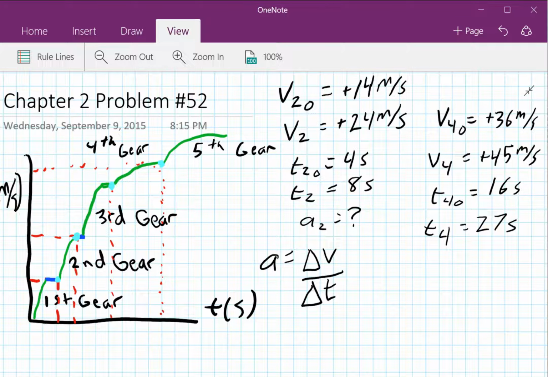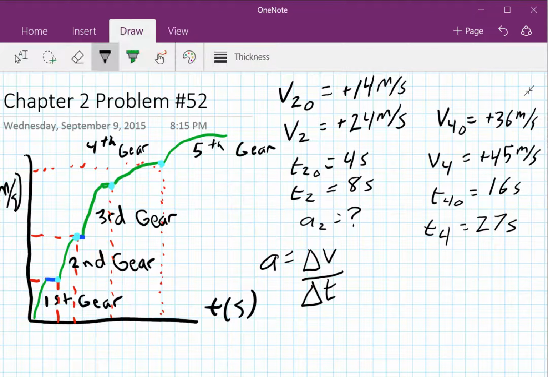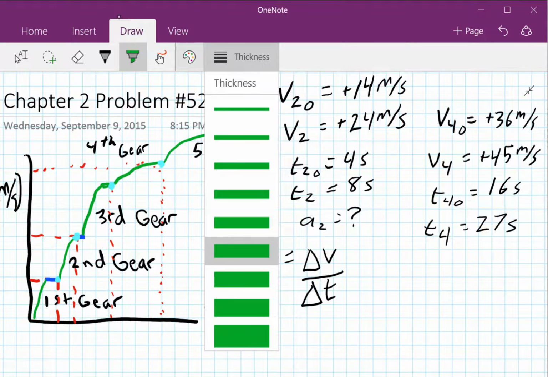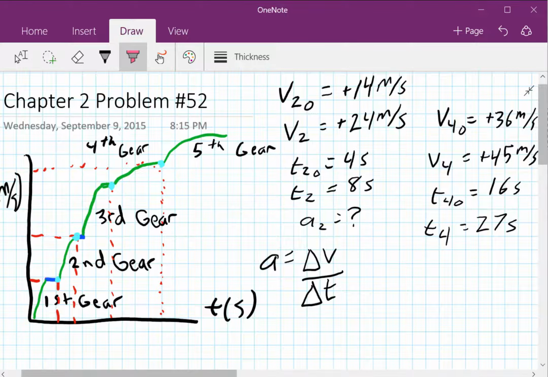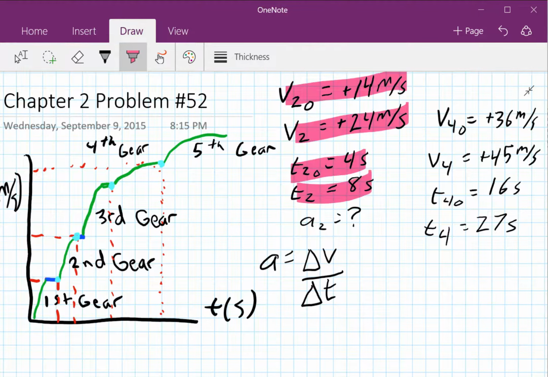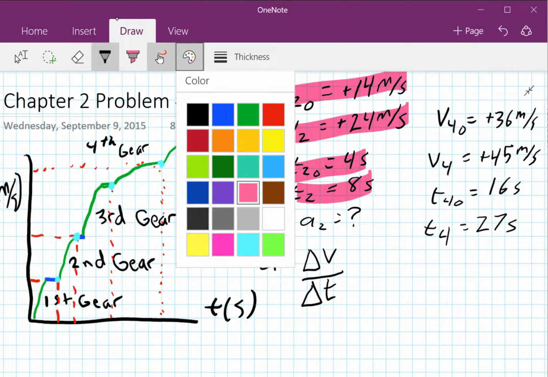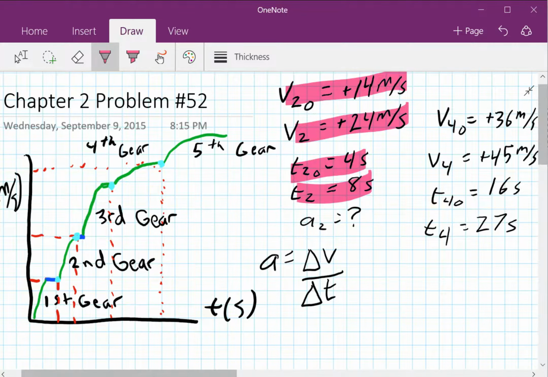You use the same equation for both, you're just plugging in different values, okay? The acceleration for A, the second gear, was, I'm going to highlight it to make it easier for you to follow. So if you take these values, then your answer for A, you get A to equal a positive 2.5 meters per second squared.